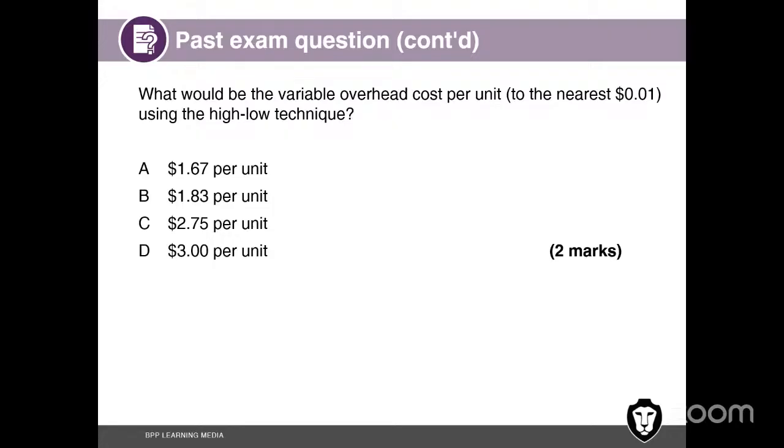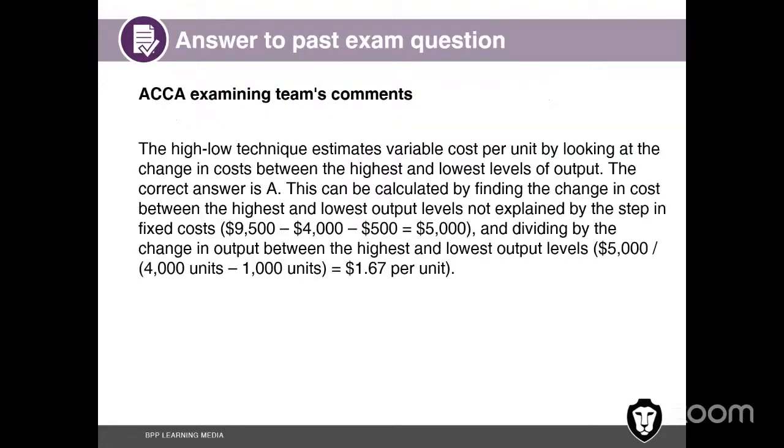1.67. How do we get the 1.67? Let's show. Because this one, they did it to change it up a little. So it says what? The correct answer can be found by finding the change in cost between the highest and lowest output level not explained by the step in fixed cost.